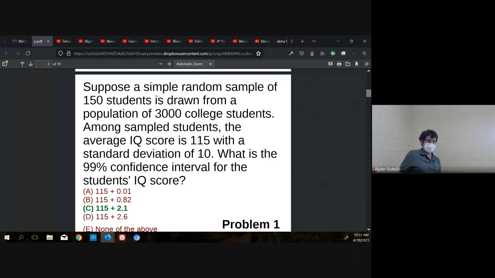That'd be 112. Wait, Andrew, what'd you get? 112.87? Did that come out? Yeah. So C? So you just add that to this? Yeah, it should be plus or minus. It will be. So 112.9 to 117.1.